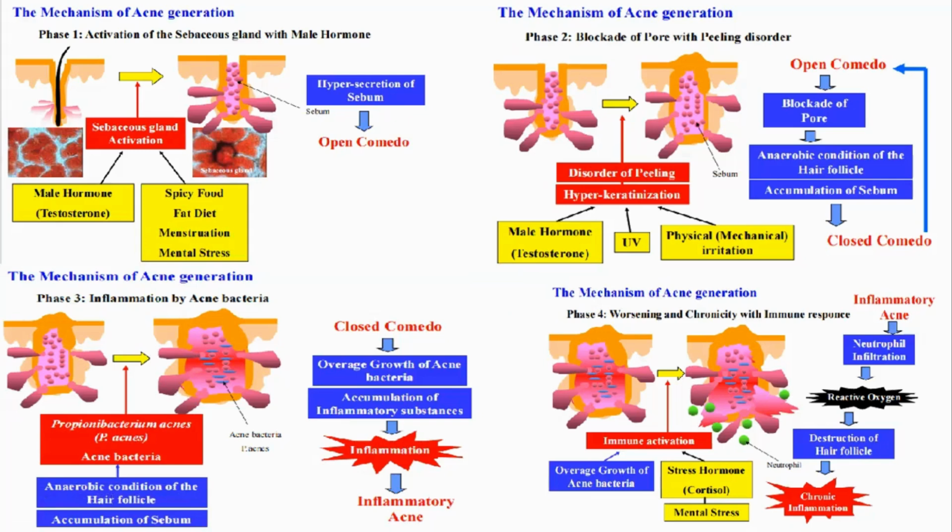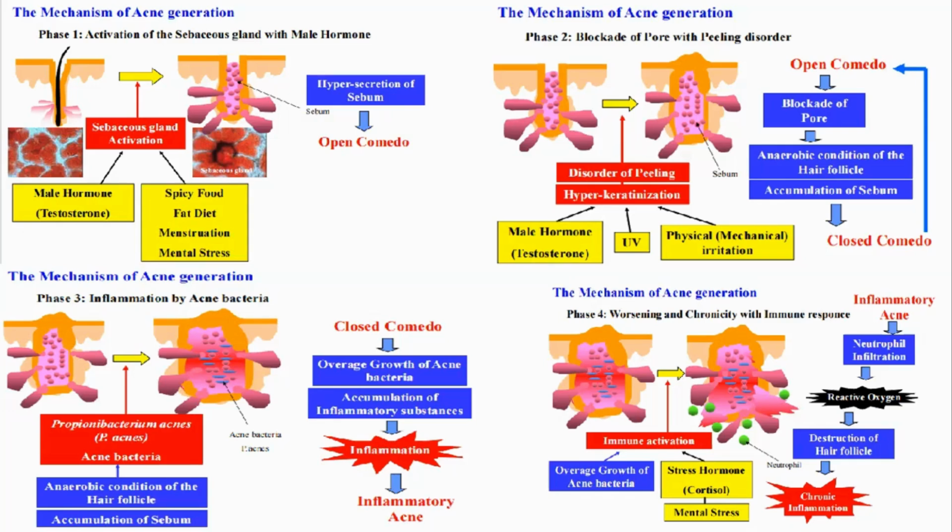When there is a peeling disorder or hyperkeratinization, there will be an anaerobic condition for the hair follicles on the skin. Anaerobic condition means lack of oxygen. That means even the hair follicles present on the skin get suffocated when there is no oxygen supply. When there is too much lack of oxygen, pores get blocked. And again, sebum secretion or the accumulation of sebum will increase, and there will be creation of open comedones from closed comedones.